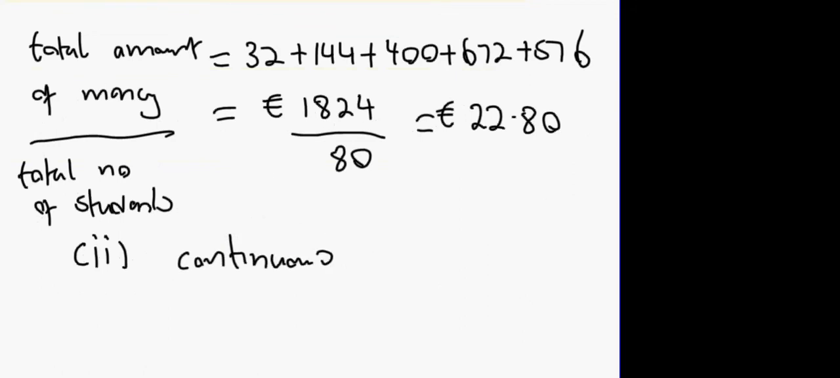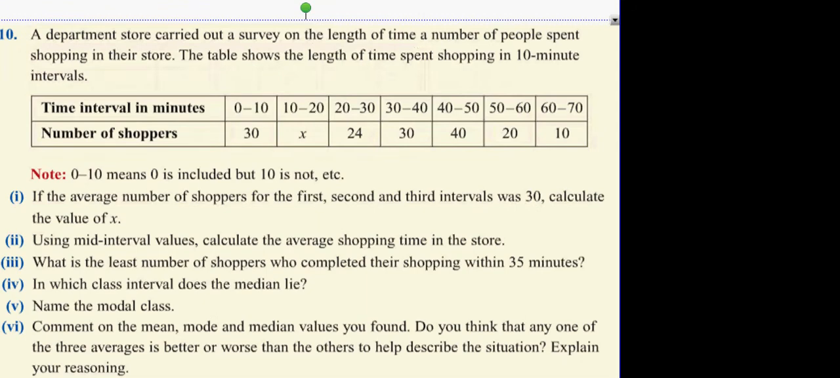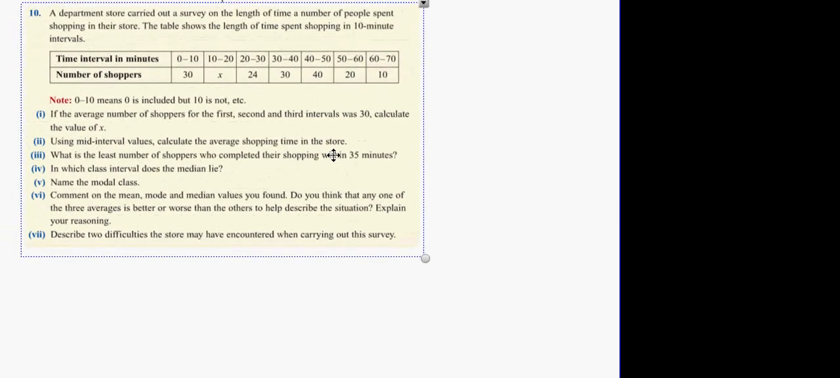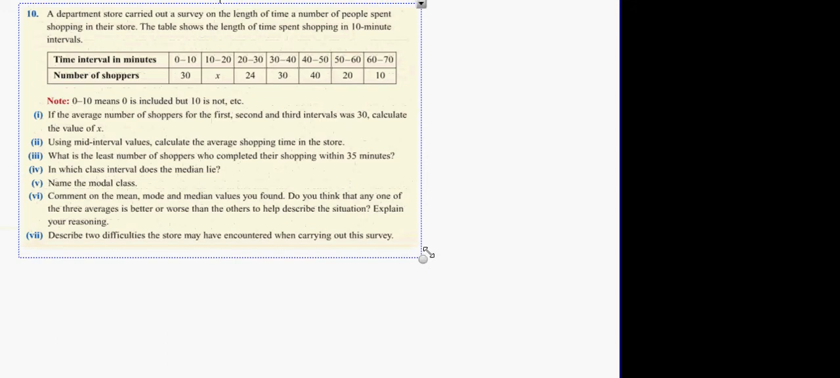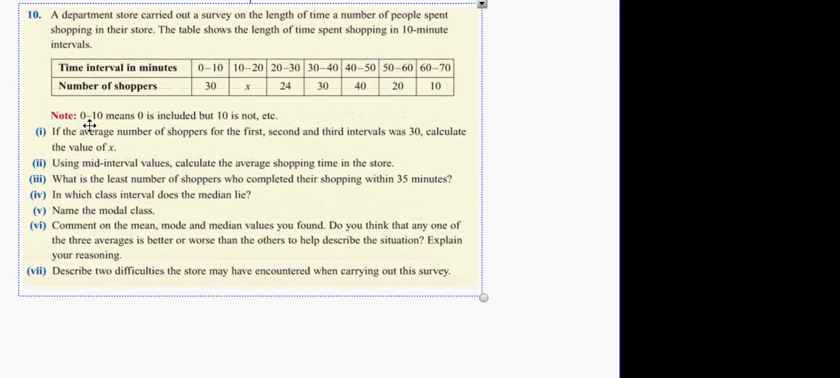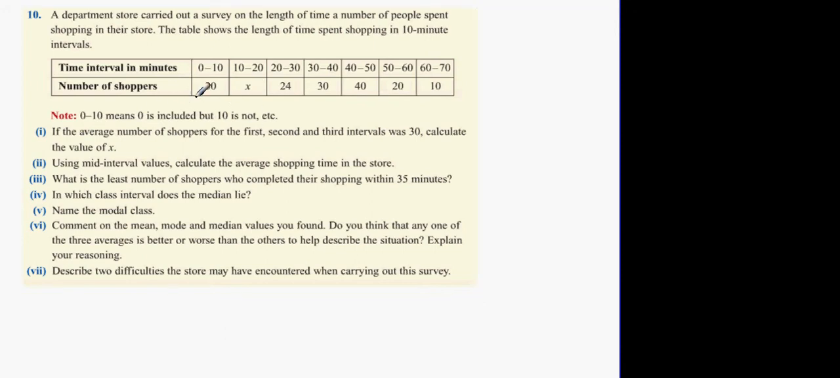Okay, next question is number 10. And number 10 is the following. A department store carried out a survey on the length of time a number of people spent shopping in their store. The table shows the length of time spent shopping in 10-minute intervals. Note 0 to 10 means 0, but it doesn't include 10. So 0, anything under 10 minutes.